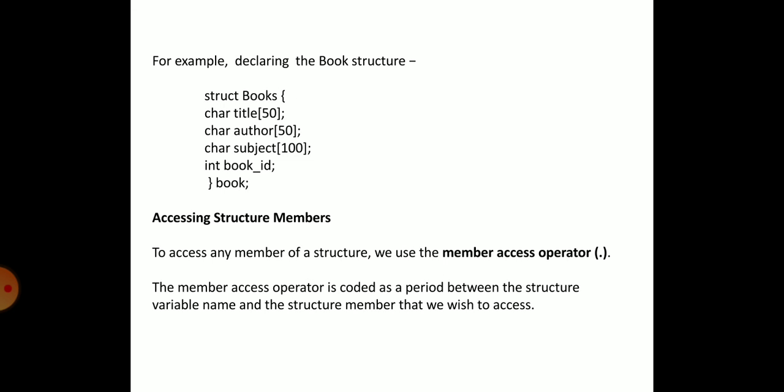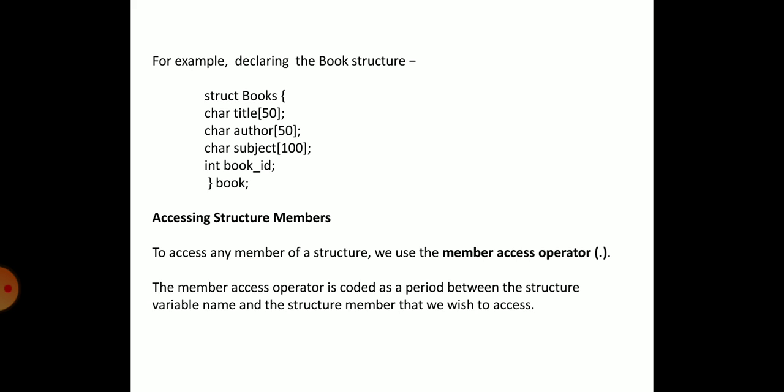So for example, for declaring a structure named books, as we know, the book details may contain the title of the book, which belongs to the character data type, and name of the author, which also belongs to char data type, and subject of the book, that also belongs to char data type, and book ID, that belongs to an integer value. See, any type of data could be declared within a structure.